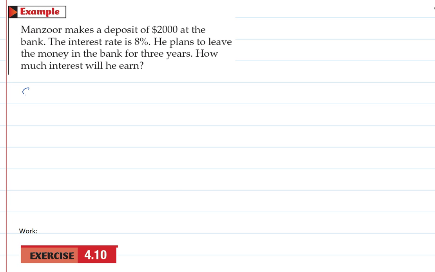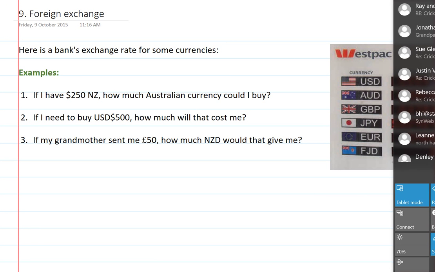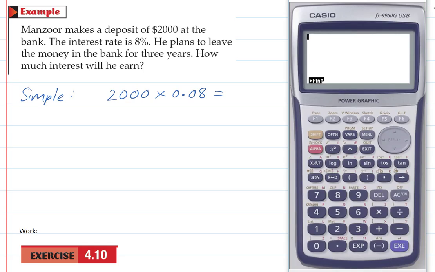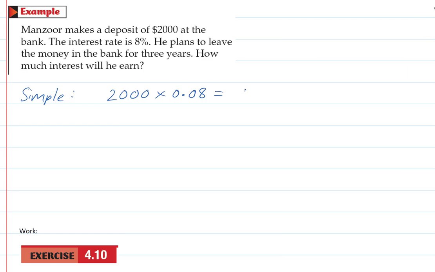So if we did simple interest, this is what it would look like. He'd have 2,000 times 0.08 for 8%, and if we bring up our calculator here, that would give him $160. So that would be for 1 year, and if his money is in there for 3 years, it would be 160 times 3, which would be $480. And that's what it would be with simple interest.